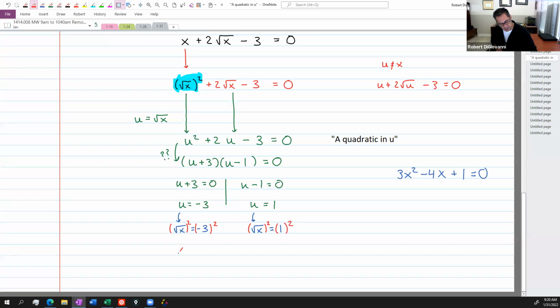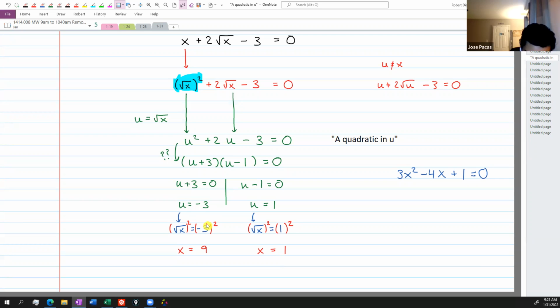And then on the left equation, we get x equals 9 because we need to square -3, right? And the other one is x equals 1, right? Now, what do you think, Jose? Do you think we have to check our answers? No? Did you raise both sides of the equation to a power at any point in time? Oh, yes, we did, the second part. So as soon as you do that, you've got to check answers. Yeah, we have to, unfortunately.